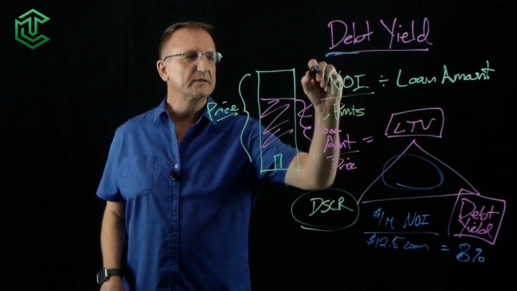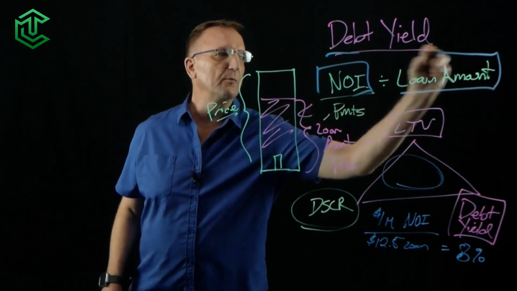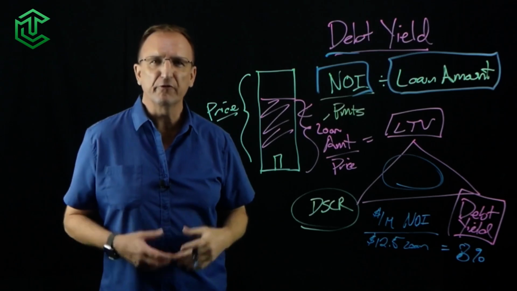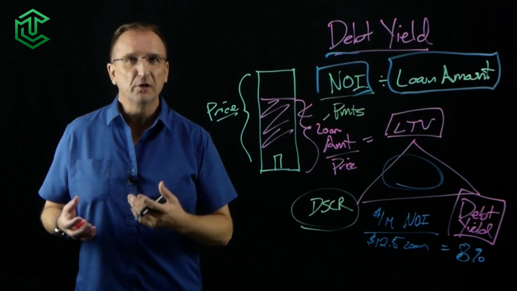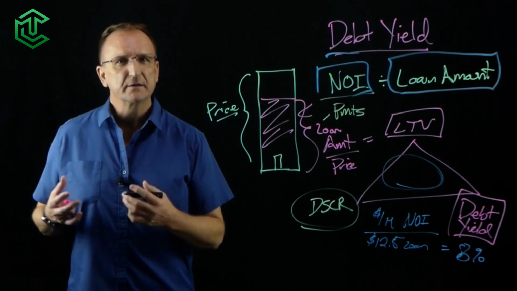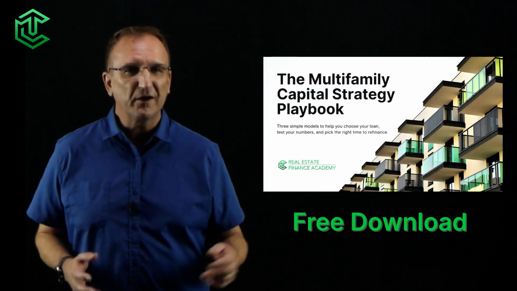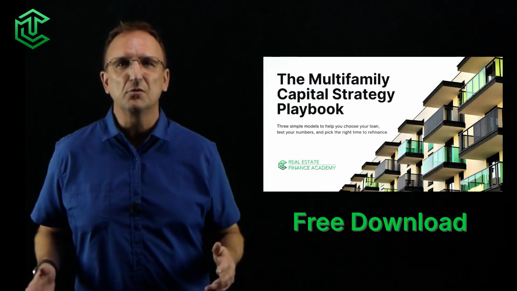Debt yield is the NOI divided by the loan amount. Lenders set a floor for the minimum debt yield, and if you're below it, they will lower the loan amount to hit that number.